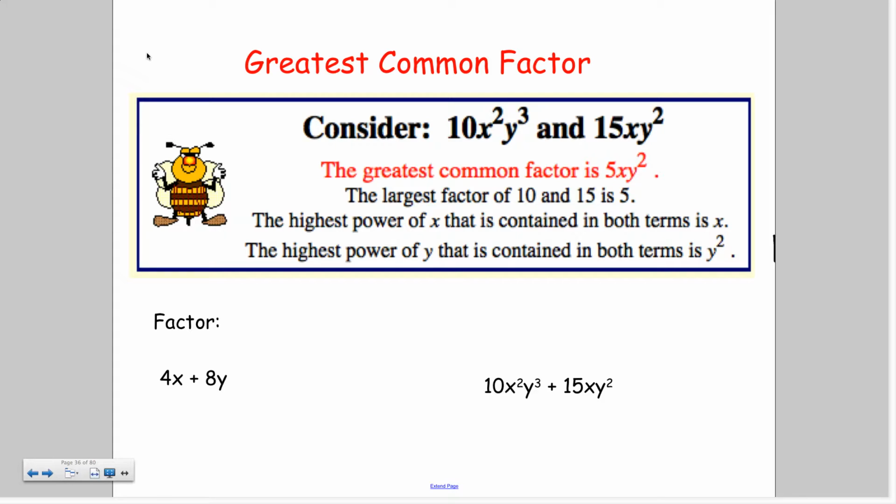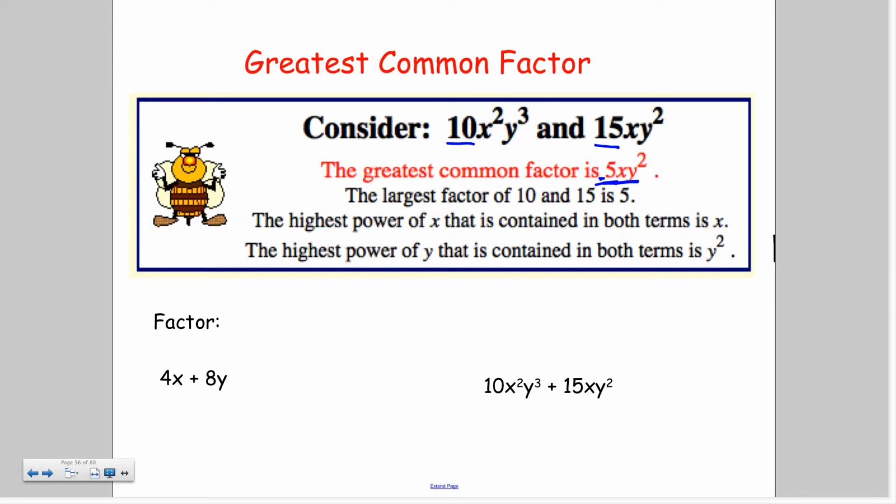So if you look at 10x squared y cubed and 15x y squared on page 16, the greatest common factor is 5xy squared. Because they break it down into parts, into 10 and 15, the greatest factor between the two of those is 5. So that's where the 5 comes from. Then if you look at the x squared and the x, they both have an x in common. So there's your x term. Y cubed and y squared both have a y squared in common. So the greatest commonality between both of those things is 5xy squared.